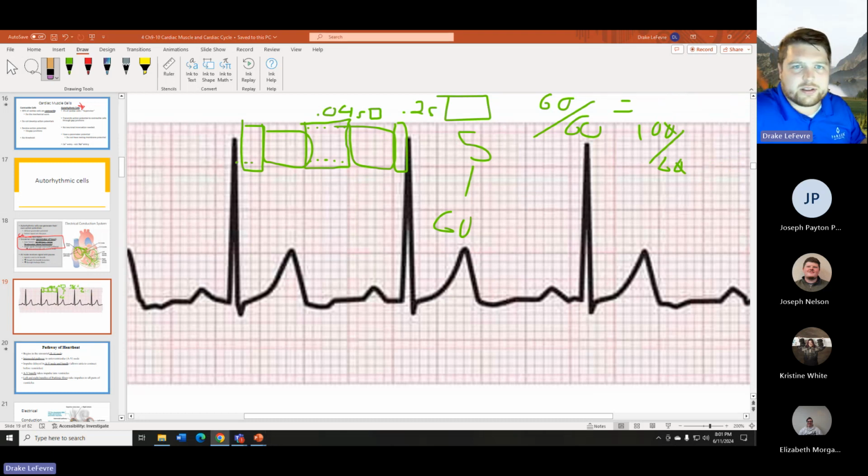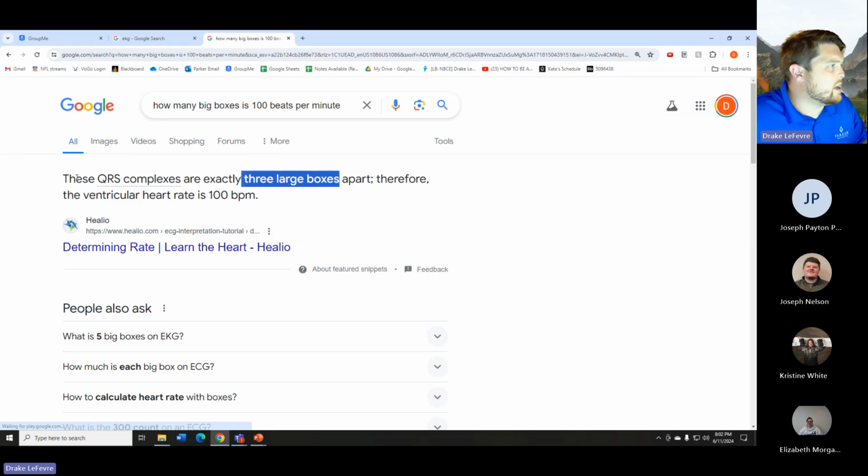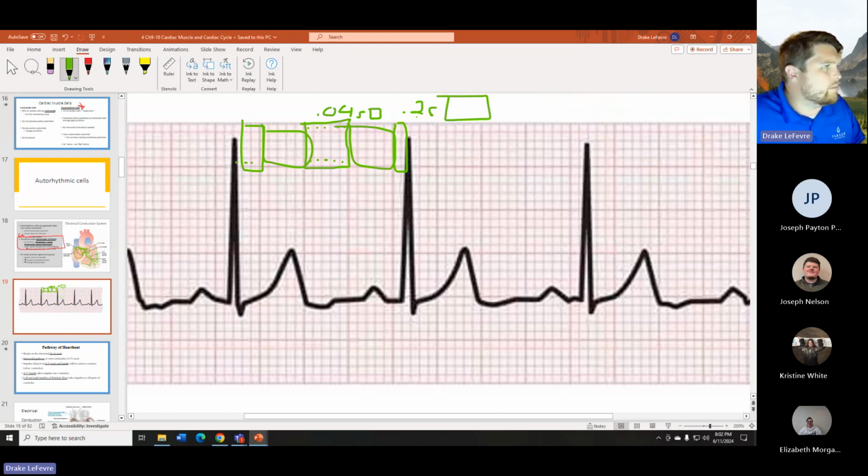It should be, let's see, big boxes per minute. There we go, it's 3. Glad I caught that. QRS complex is 3 large boxes apart, therefore the ventricular heartbeat is 100 beats per minute. So 3 to 5 big boxes. So here, 1, 2, 3, between 3 and 5. So this is normal rhythm.